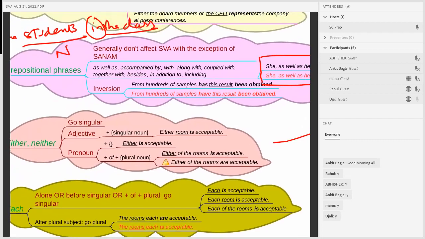Now, take a second to look at this example. Just the first one, the samples sentence. Take a while to read it, but my question to you is basically, are you comfortable with this sentence? The first one. "From hundreds of samples, has this result been obtained?" Does it seem okay to you or does it sound weird?